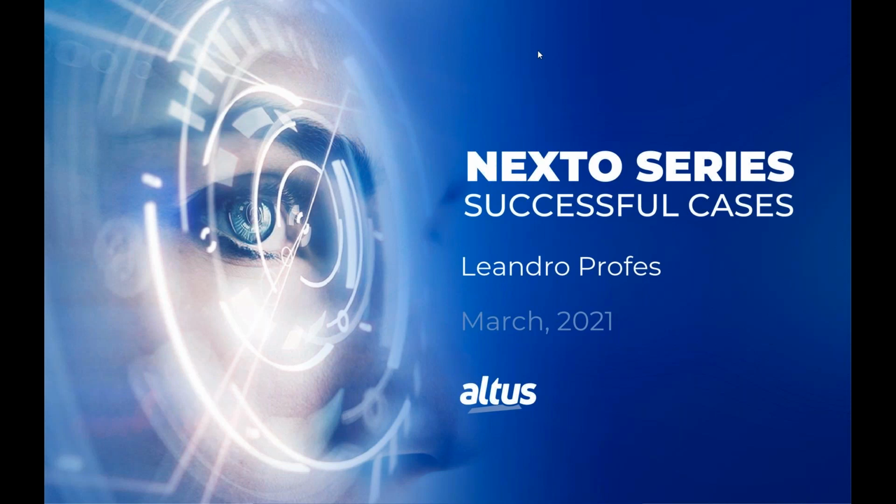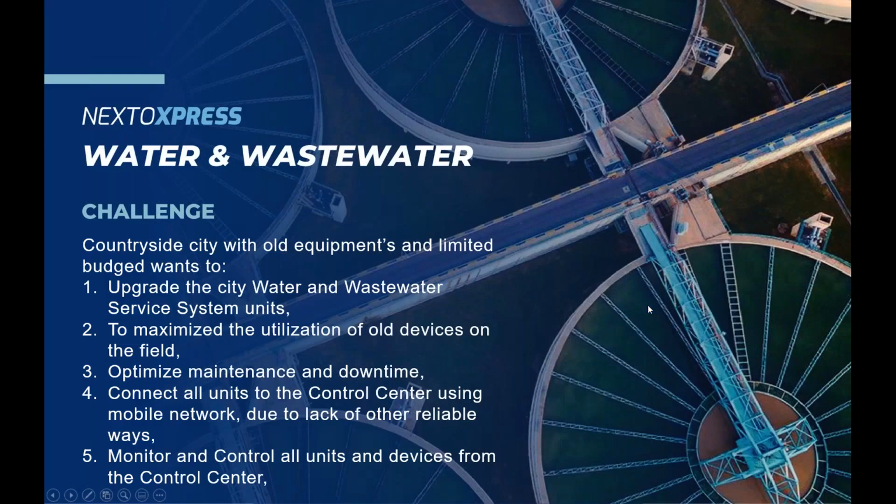So we're starting on Nexto Express, the compact PLC. We have one case here that is water and wastewater. So we got a great challenge from a countryside city with very old equipment and a limited budget. This is a small city, about 15,000 people living there, and they had to upgrade the city water and wastewater service unit. They were running off budget, but they had to do that.